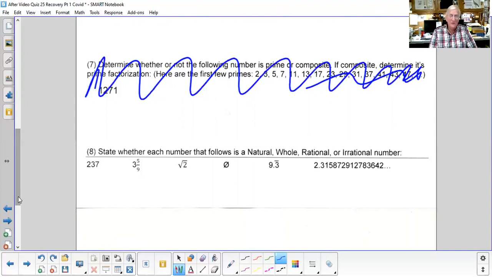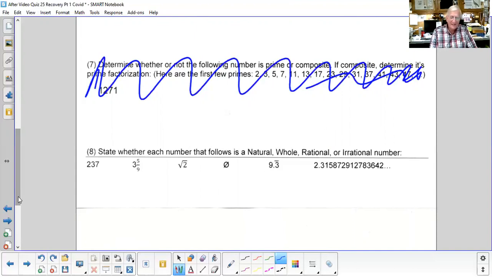So it's irrational. Phi, the golden ratio, irrational. 1.618034 is the approximation we use for phi, but it is not the exact value. The exact value has a radical sign in it, right? 1 plus the square root of 5 all over 2, which tells you that number is definitely irrational. 9.3 bar, well, 3 is a repeating decimal, right? Repeating decimals are or can be written as fractions. Therefore, that is a rational number.